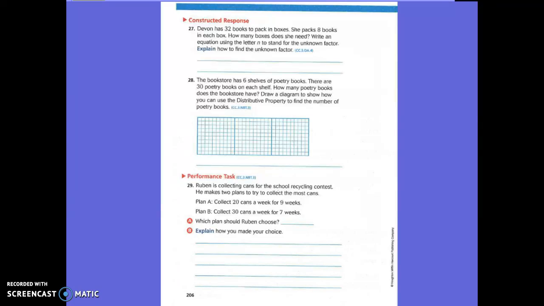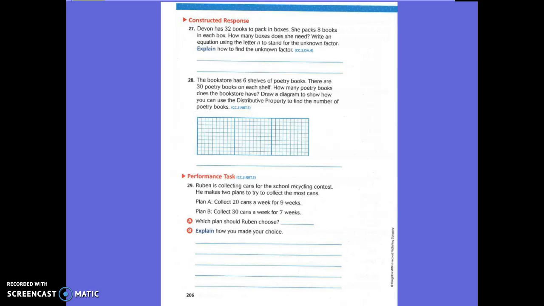Let's read the problem. Devin has 32 books to pack in boxes. She packs 8 books in each box. How many boxes does she need? Write an equation using the letter N to stand for the unknown factor. Explain how to find the unknown factor.